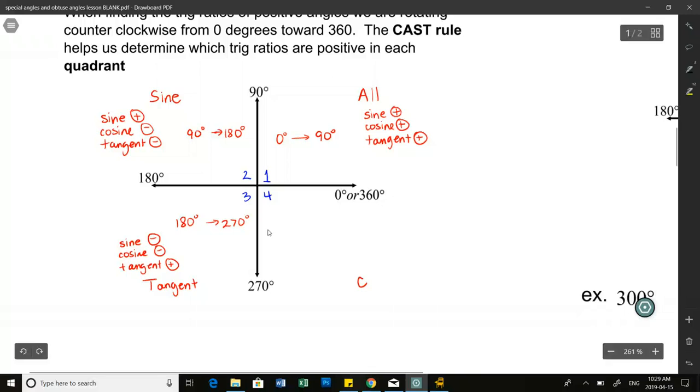Okay, and then of course the C stands for cosine. And that means that cosine is going to be positive in this quadrant, and sine and tangent will be negative. Okay, and this is the quadrant from 270 to 360.